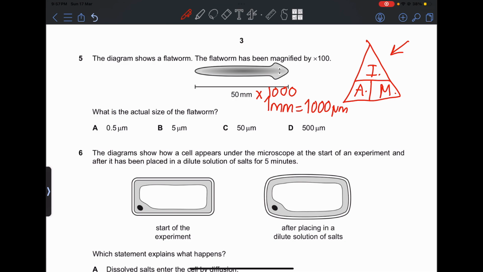Now, over here we have the image size as 50 millimeters. Of course, you have to convert it into micrometers, because the answers in the question are all in micrometers, not millimeters. So we know that 1 millimeter equals 1000 micrometers. So you're going to be multiplying 50 times 1000. This is going to give you 50,000. So you're going to be dividing 50,000 by the magnification, which is 100. So the answer is going to be 500. So answer is 500.